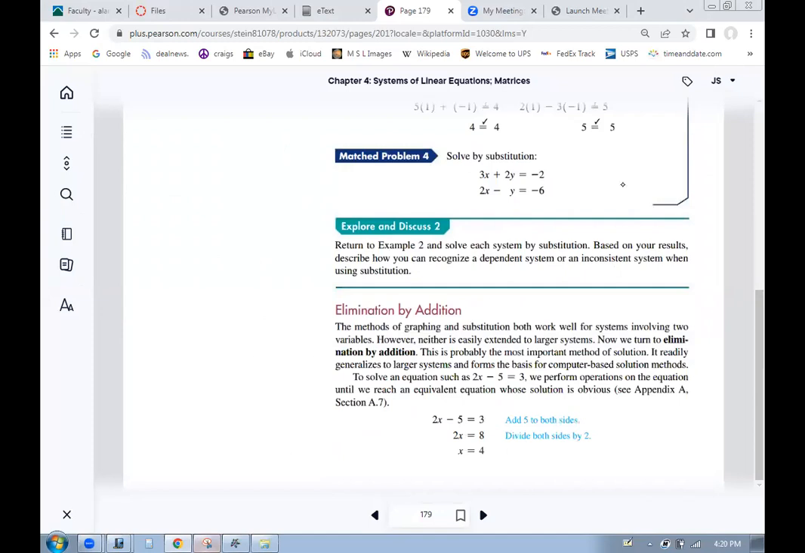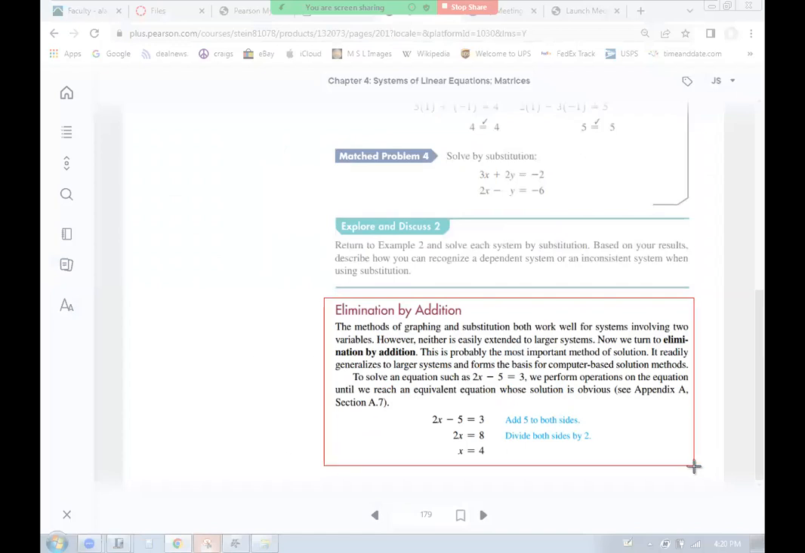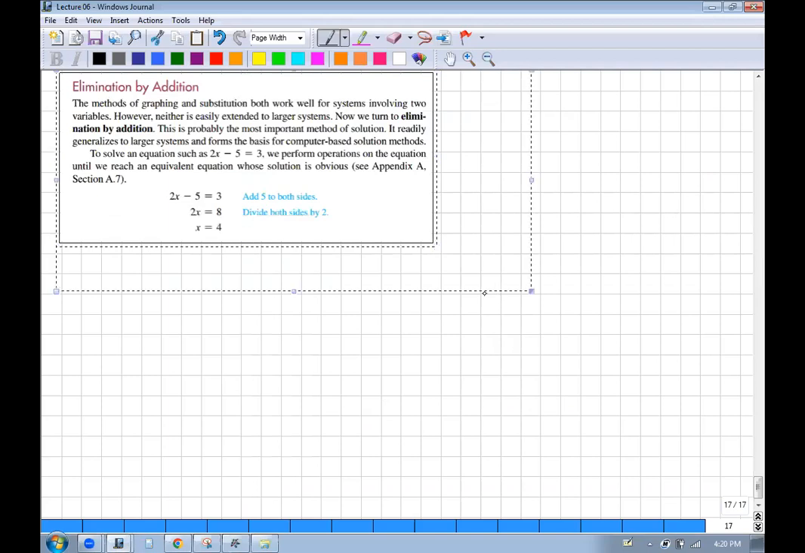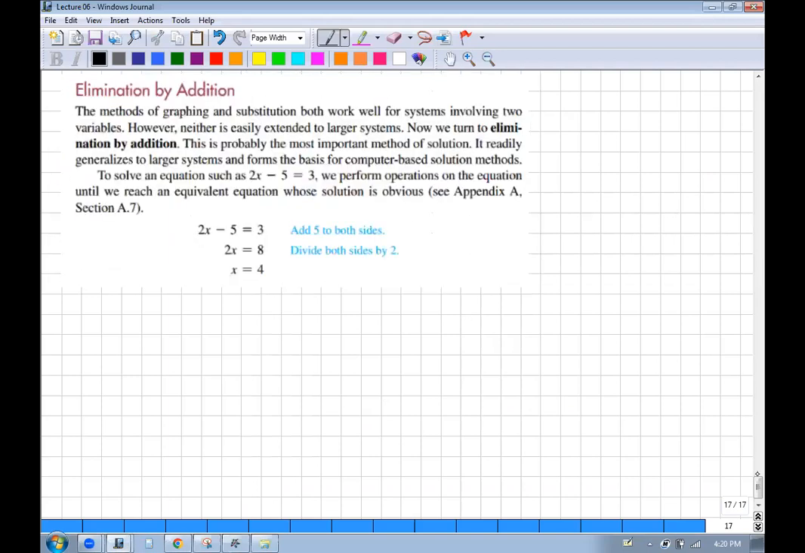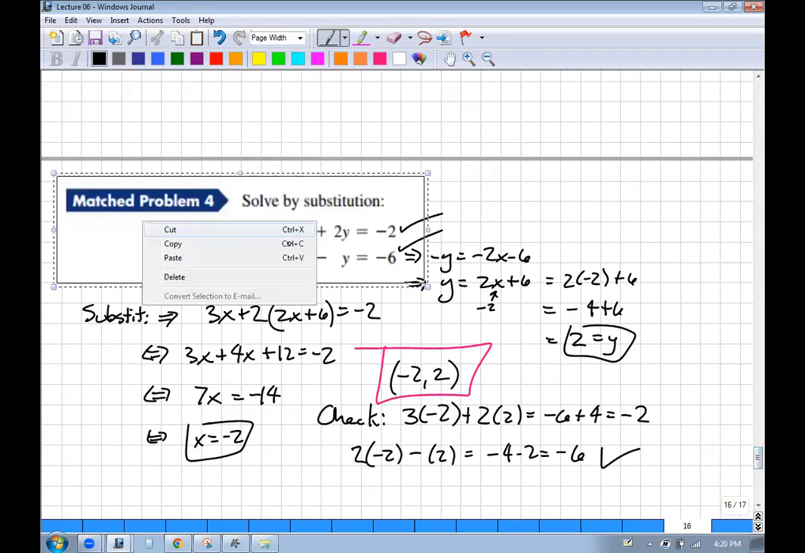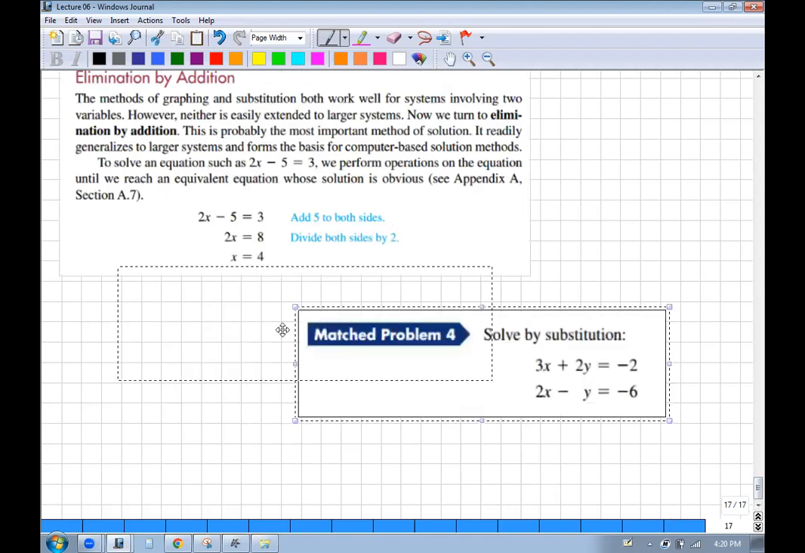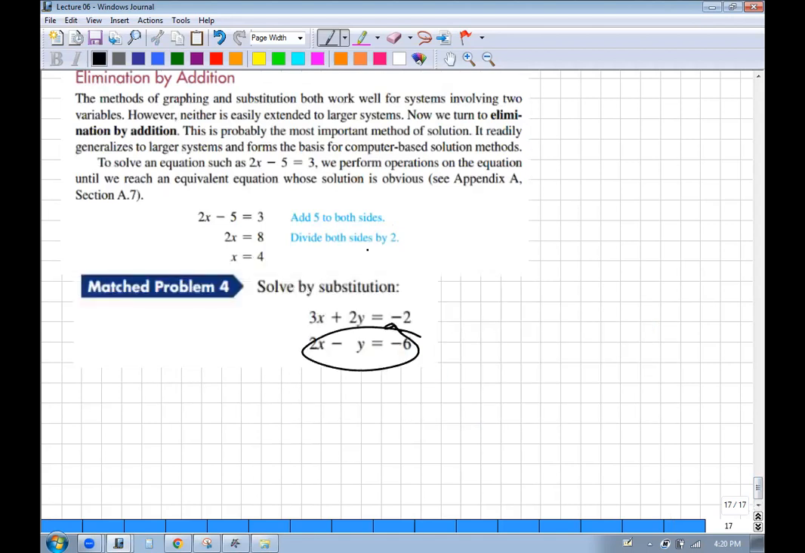Elimination by addition. Okay. Substitution will always work. Okay. What is this? Let's do example 4. Instead of substitution, we're going to do elimination. All right. So instead of substituting one into the other to get a new equation that only has one variable in it, what we could do is add these two equations together to make a new one, or I could subtract them to make a new one.